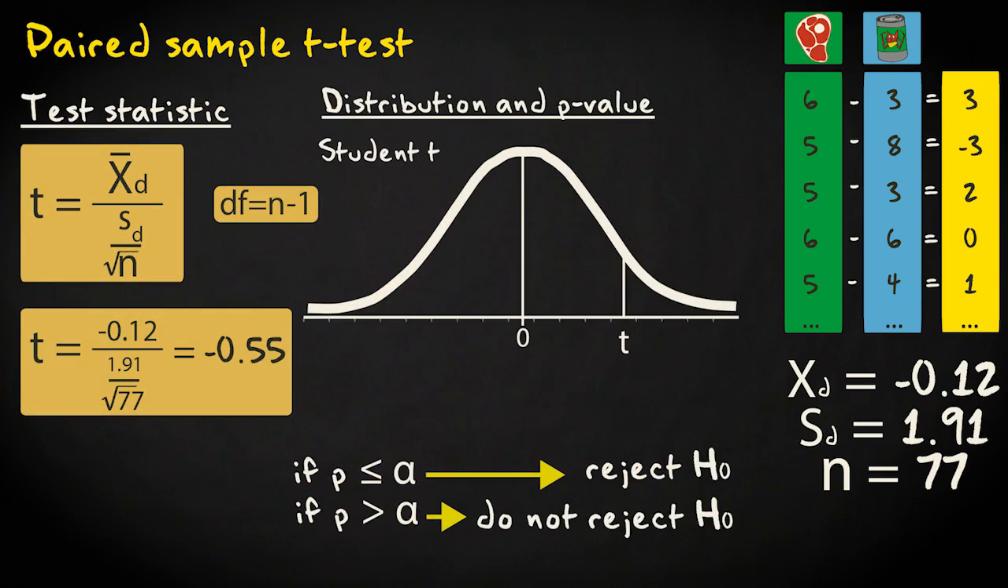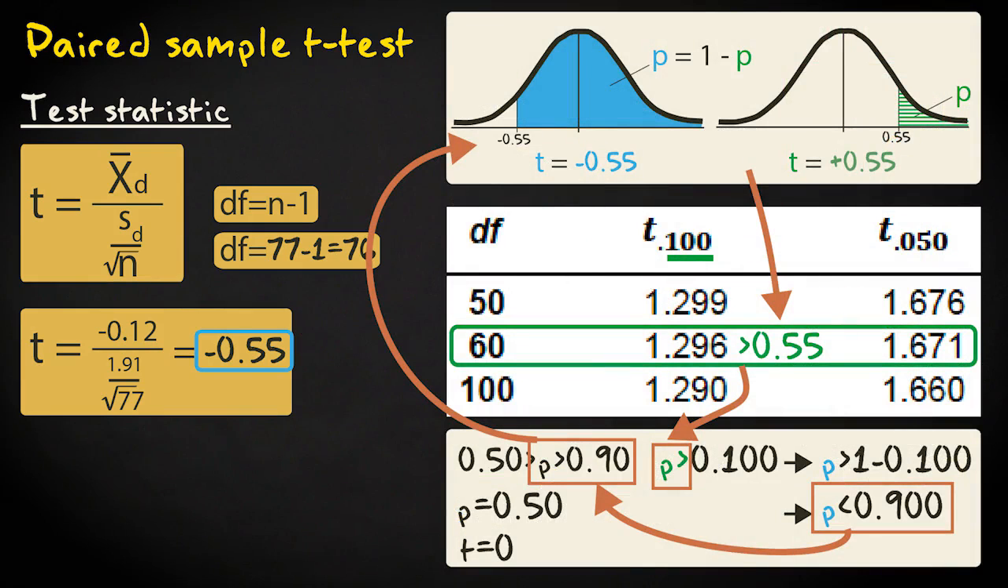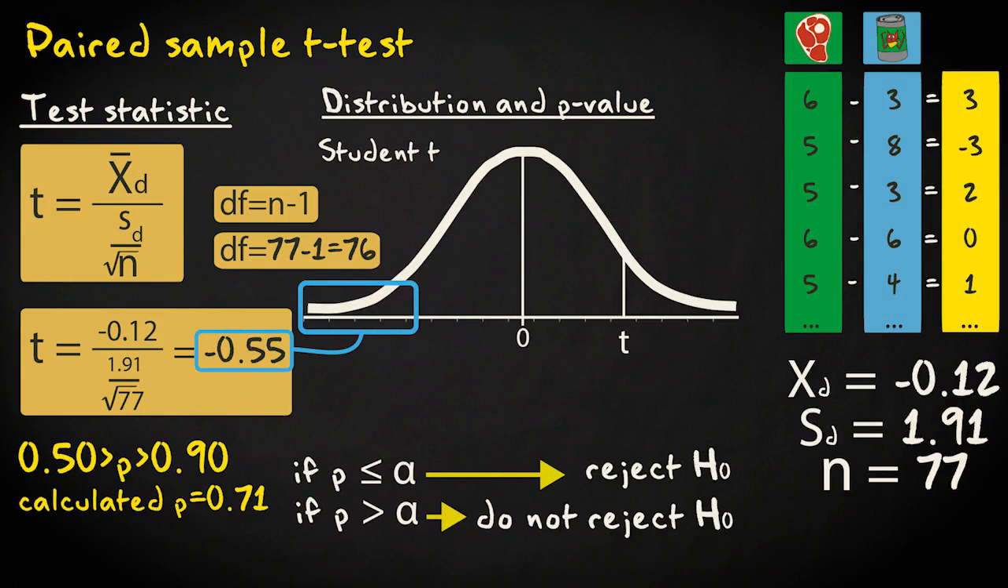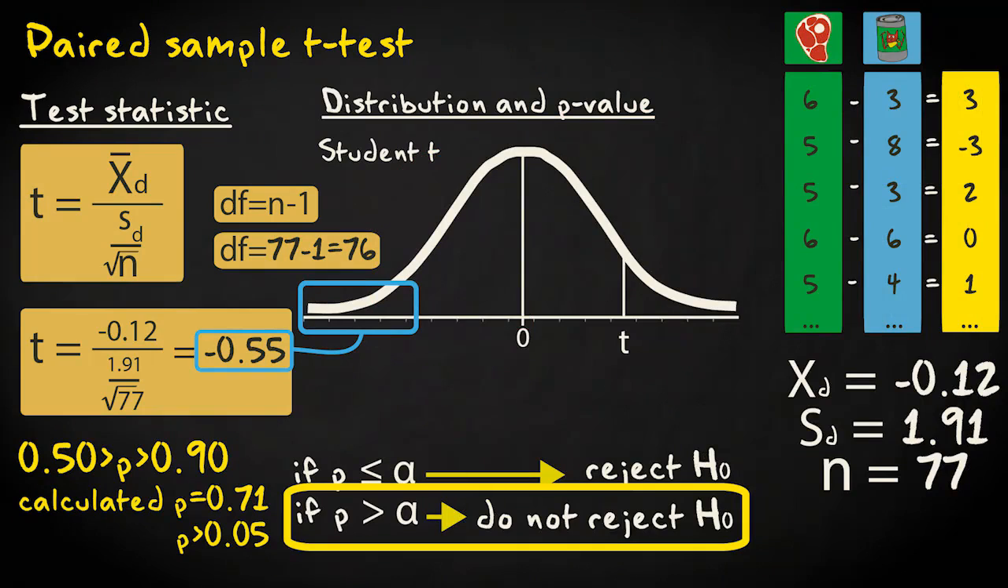The test statistic value is minus 0.12 divided by 1.91 divided by the square root of 77. This equals minus 0.55. Unexpectedly, the value is negative and falls in the left tail. The degrees of freedom are 76. If I use a table to look up the p-value, I find that it lies somewhere between 0.50 and 0.90. If I calculate the p-value with statistical software, I find a value of 0.71. This is much larger than the significance level of 0.05, so I can't reject the null hypothesis.